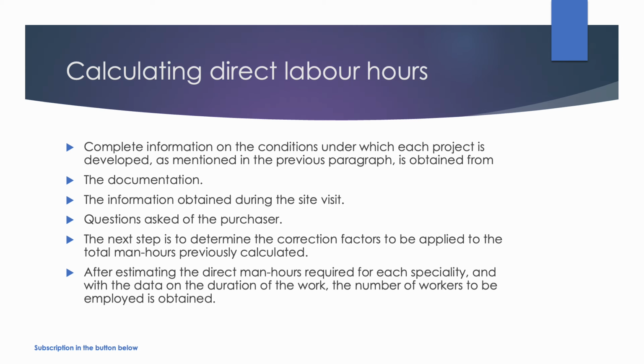Calculating direct labor hours. Complete information on the conditions under which each project is developed, as mentioned in the previous paragraph, is obtained from the documentation, the information obtained during the site visit, and questions asked of the purchaser. The next step is to determine the correction factors to be applied to the total man-hours previously calculated. After estimating the direct man-hours required for each specialty and with the data on the duration of the work, the number of workers to be employed is obtained.